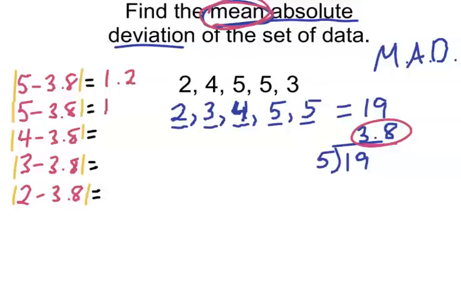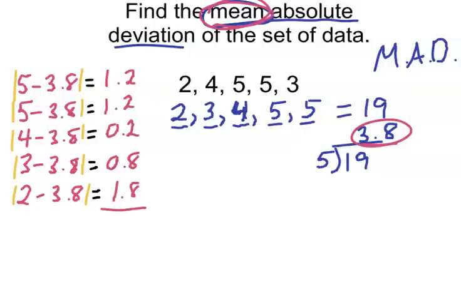We don't have to do that again because we know it's exactly the same. 5 minus 3.8 is 1.2. Then we have 4 minus 3.8, and that's just 0.2. Then 3 minus 3.8 is negative 0.8, but once again, we don't worry about whether it's positive or negative. We just want to know how far away it is. And then 2 minus 3.8 equals 1.8.